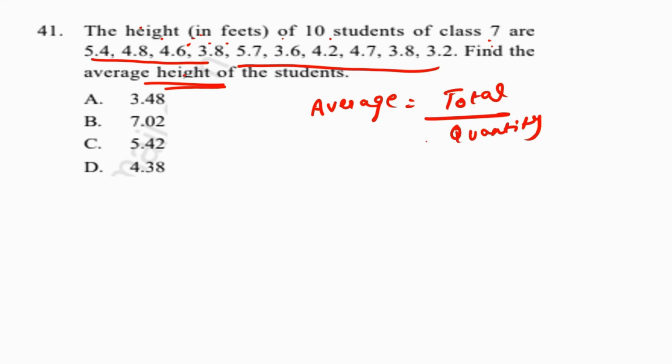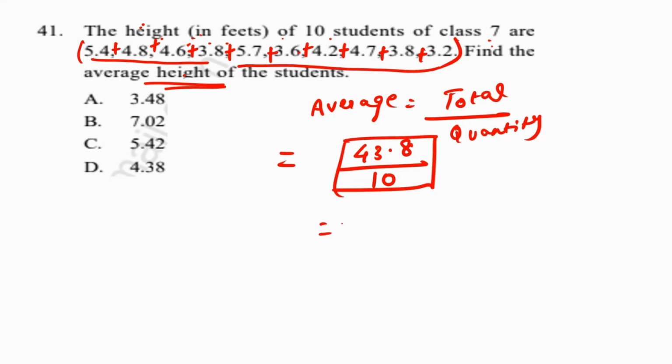So over here, you have to find the total of these: 5.4 plus 4.8 plus 4.6 plus 3.8 plus 5.7 plus 3.6 plus 4.2 plus 4.7 plus 3.8 and plus 3.2. That would give us a total of their heights. If we add them, the total comes to 43.8, which is the total for 10 students. So the average is 43.8 divided by 10. When we are dividing, the decimal shifts 1 place towards the left, hence 4.38. Option D is the answer.